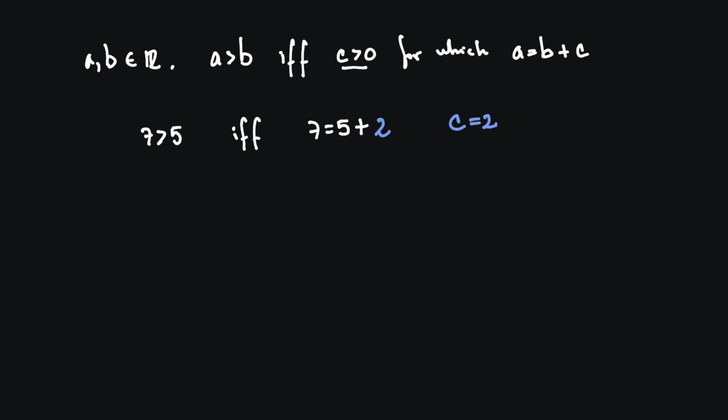Let's see another example. Let's suppose that negative 5 is greater than negative 10. This happens if and only if negative 5 is equal to negative 10 plus a positive number. That number will be positive 5. If we add positive 5, negative 10 plus 5 will be negative 5. So that number C must be 5. I hope that this makes sense, and it will make more sense when we establish the next theorem.